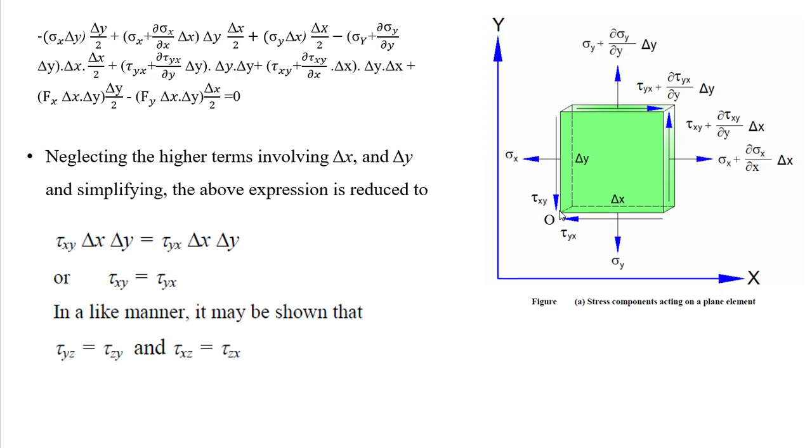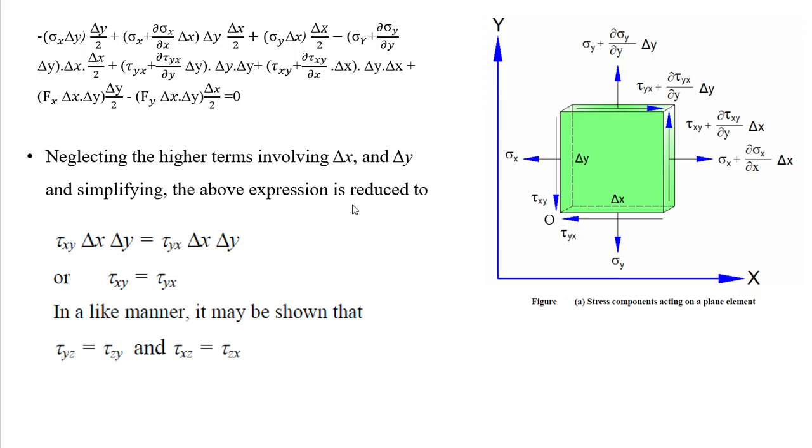Here I am going to take moments about point O, the bottom corner, so Σm = 0. Moment about this point is equal to 0. When we consider σx, in reality we can't balance the stresses. It is difficult to make stresses equal to 0, but we can make the forces equal to 0, or we can take the moment equation for the forces.